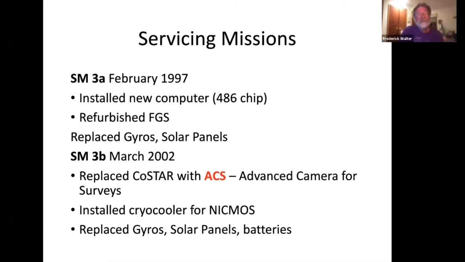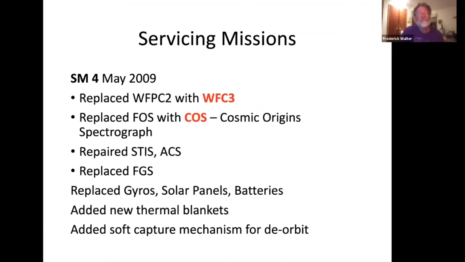In 1997 and 2002, the servicing mission was split into two parts. They put in a new computer. They replaced the gyros and solar panels both times. They put in a new imaging instrument, the Advanced Camera for Surveys. They didn't need COSTAR anymore, so they could take that out. In 2009, the last servicing mission, the fifth one, Wide Field Camera 3 was put in the radial bay. They put in the Cosmic Origins Spectrograph. They repaired two instruments. The instruments were made to be fixed in space. Both of those had failed, in part at least, and they were corrected.